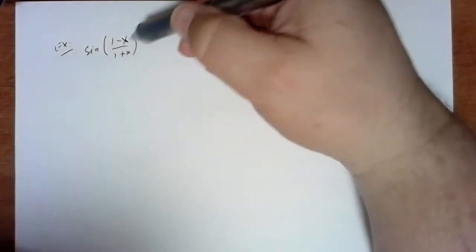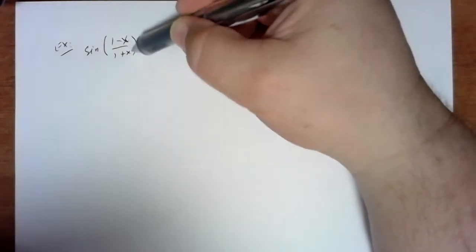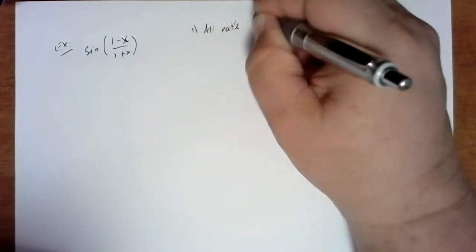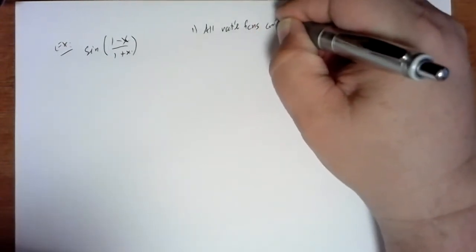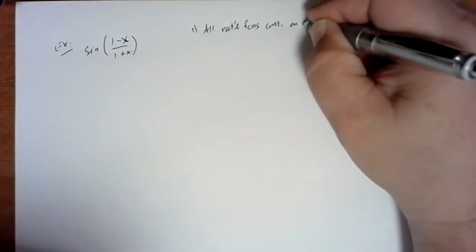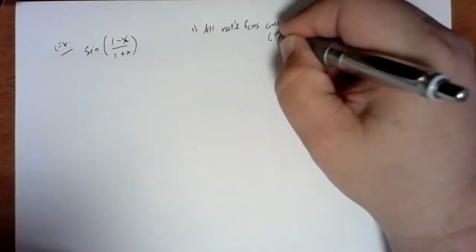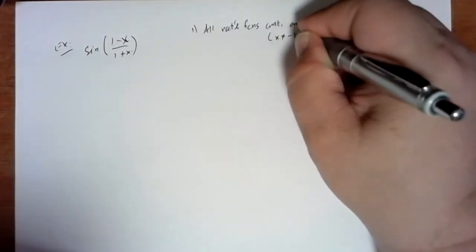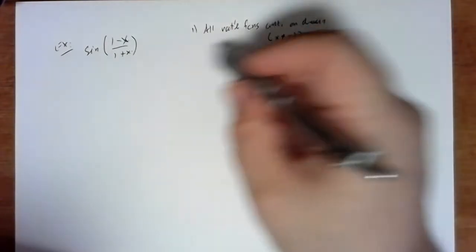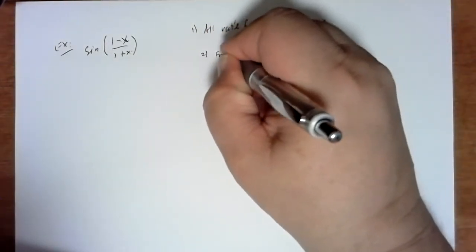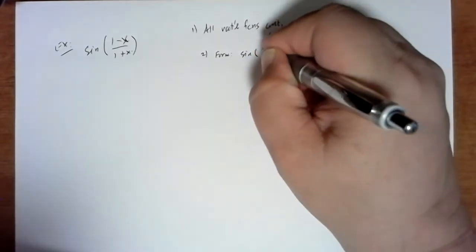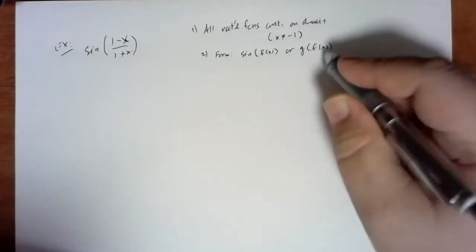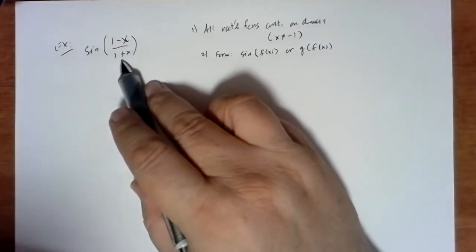The way to answer that is that we know that, one, all rational functions are continuous on their domains. So in this case, we would make sure that our x is not equal to minus 1. And number two, notice that this is of the form sine of some function of x, or g of f of x. What I'm getting at is that this expression right here is a composition.